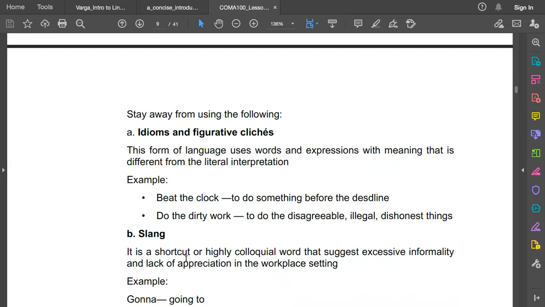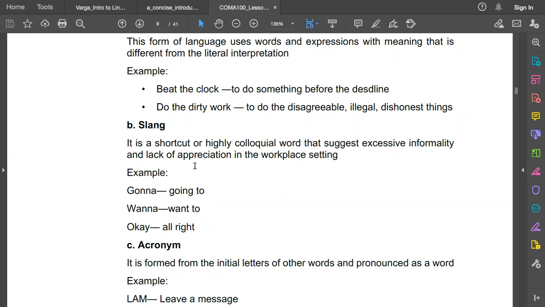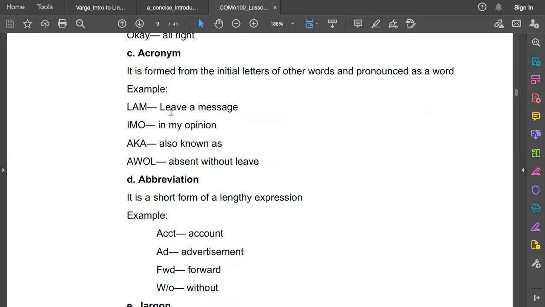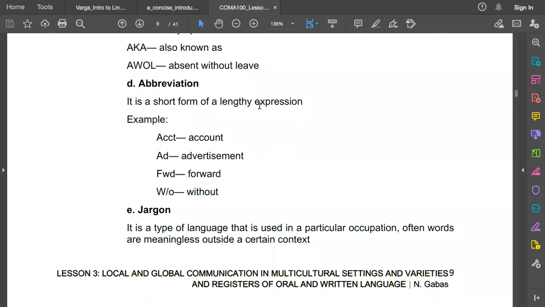Slang words, don't use these. Gonna, use going to. Wanna, I want to. Okay, all right. So do not use that. Also avoid these in formal, multicultural settings, because some cultures may not understand if the generation of the reader is not that adept with these shortcuts, somehow they would get lost. Leave a message LAM, IMO, informal, AKA also known as, ARL, absent without leave. And abbreviations. Because we're writing, somehow we are using these. So avoid that. You complete every word that there is.